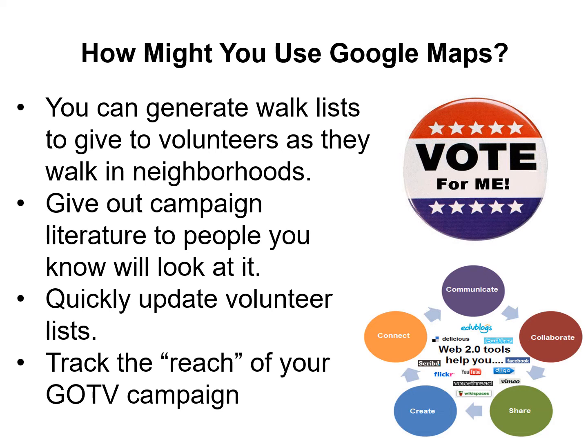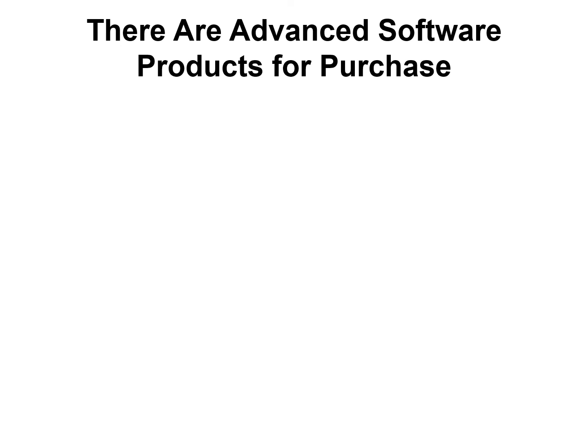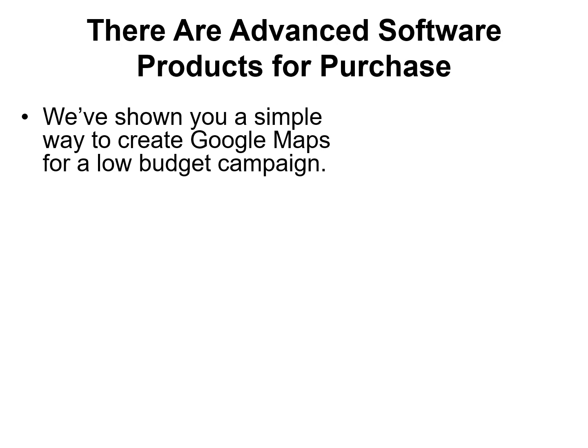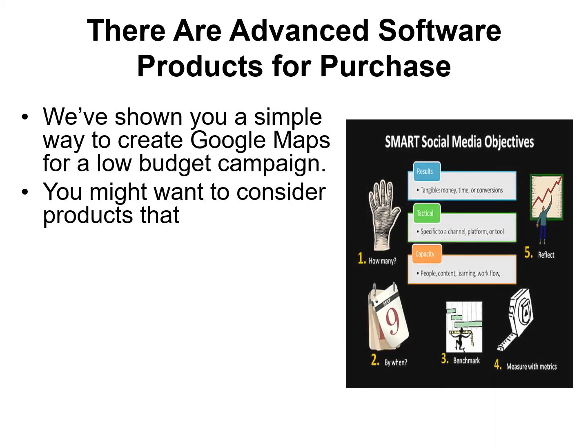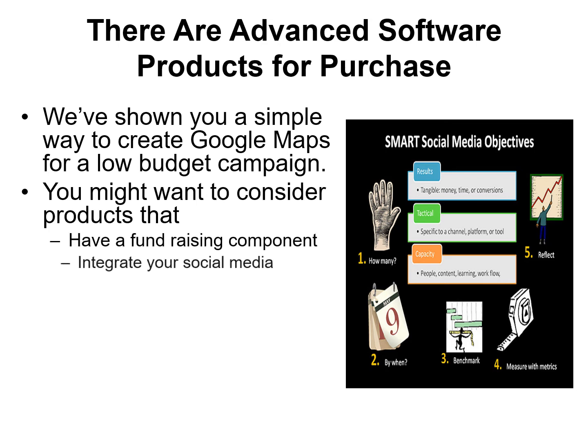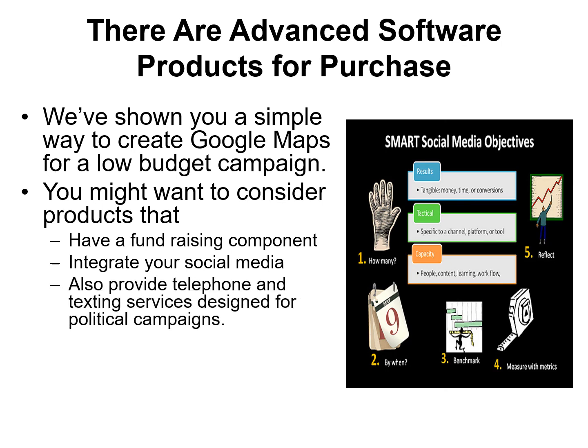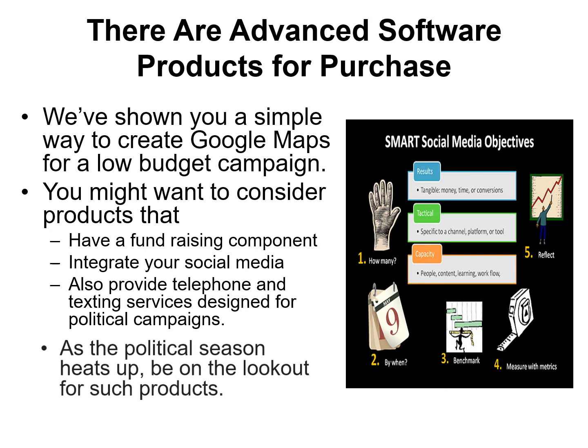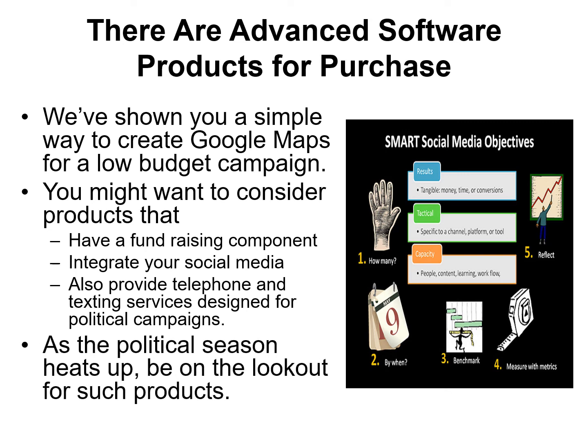through social media. There are, of course, advanced software products out there that you can purchase today. So, for example, we've shown you a simple way to create Google Maps for a low-budget campaign. Now, what you might want to do is consider products that are for sale out there that do various things, such as have a fundraising component, can integrate your social media campaign strategies, and also provide telephone and texting services designed for political campaigns. So, as the political season heats up, be on the lookout for such products if the basic sort of thing does not work for you.